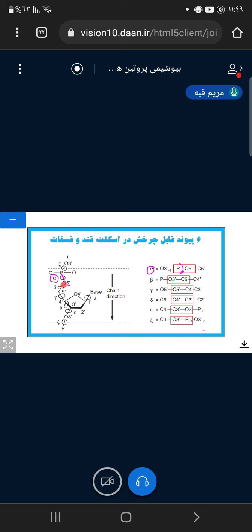Between oxygen 5 prime and carbon 5 prime, there is a bond called beta. Beta is rotatable.